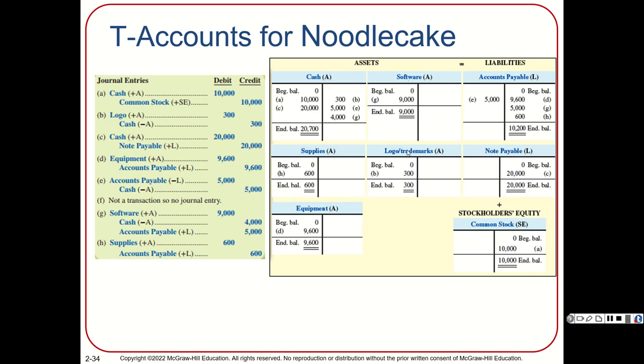Your cash, software, logo, supplies, equipment, all of these are your assets. You have your accounts payable and your notes payable. Remember, your normal balance for this kind of account is on the credit side, or the right side. So you would add up your credit side, which is your increases, and reduce it by your debit side, or the left side, to get your ending balance over here. If at any time these balances are negative, you would be listing them on the opposite side.